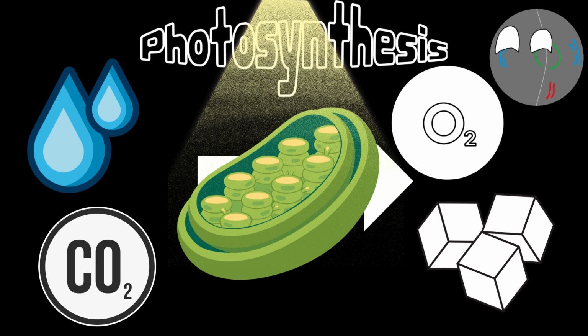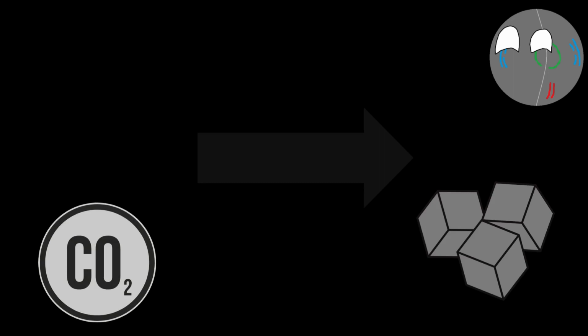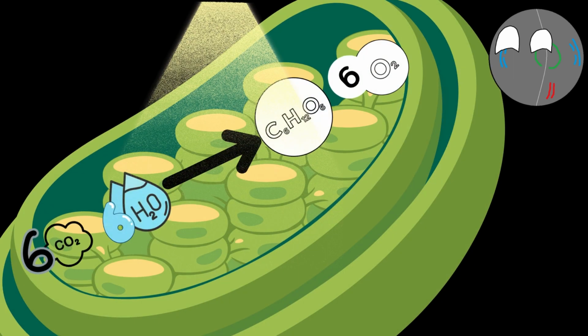So this is the formula, the equation for this process. So 6 carbon dioxide molecules plus 6 water molecules will be converted to glucose, which has a chemical formula of C6H12O6, plus 6 oxygen molecules.